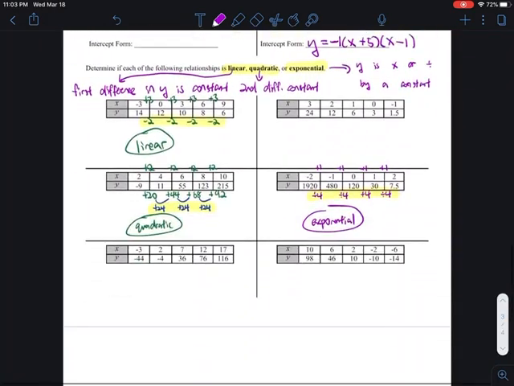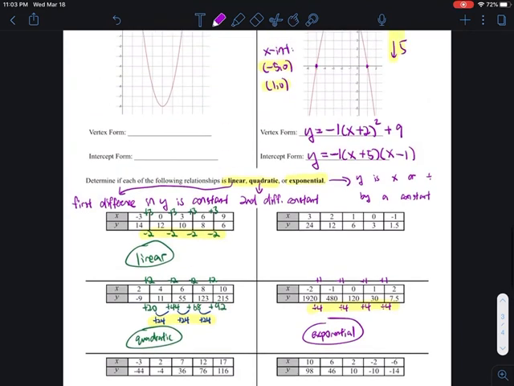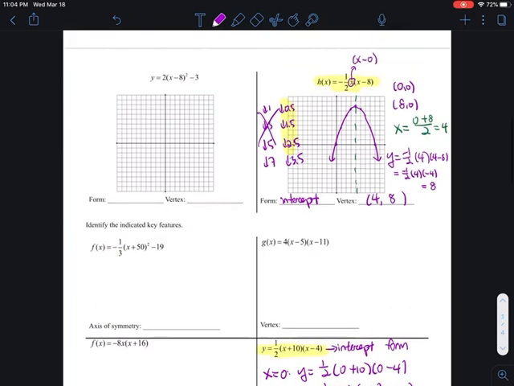So again, that's pretty much it. There's really nothing new, but just really a review of everything we did over the last couple of weeks.